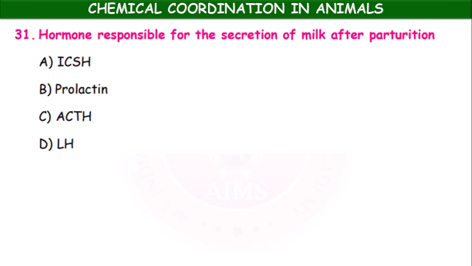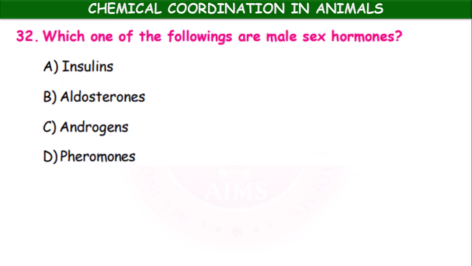Next, hormone responsible for the secretion of milk after parturition, means after childbirth: ICSH, interstitial cell stimulating hormone; prolactin; ACTH, adrenocorticotropic hormone; LH, luteinizing hormone. Secretion of milk means prolactin. Which gland produces this prolactin hormone? Pituitary gland. Which one of the following are the male sex hormones? Insulins, aldosterones, androgens, pheromones. Androgens are the group of male hormones.